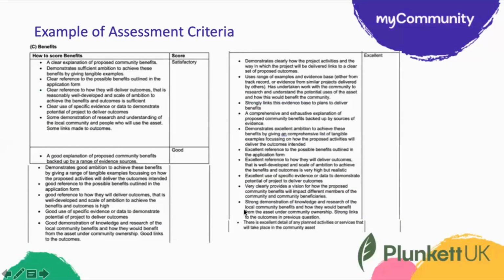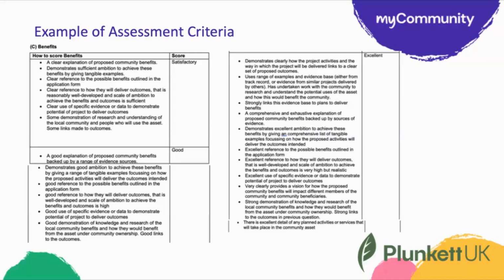I don't expect you to read this, and I'm not going to read it out, but if you access the assessment criteria on the DLUC website, this is what you'll see. This is just an example for benefits. Remember, this is one of the double weighted areas. It will tell you what you'd expect to have on your application form to be satisfactory, good, or excellent. What I'd advise all groups to do is look on the right-hand side of the screen, excellent. So what does excellent look like in terms of benefits?